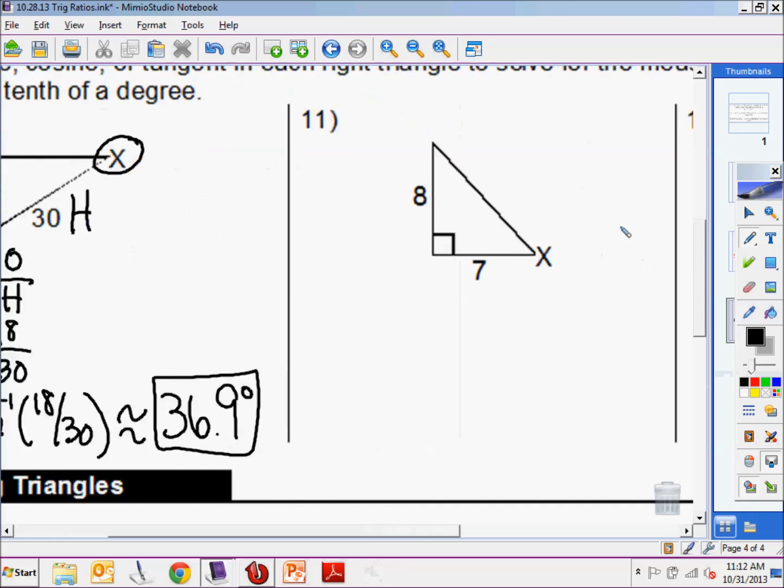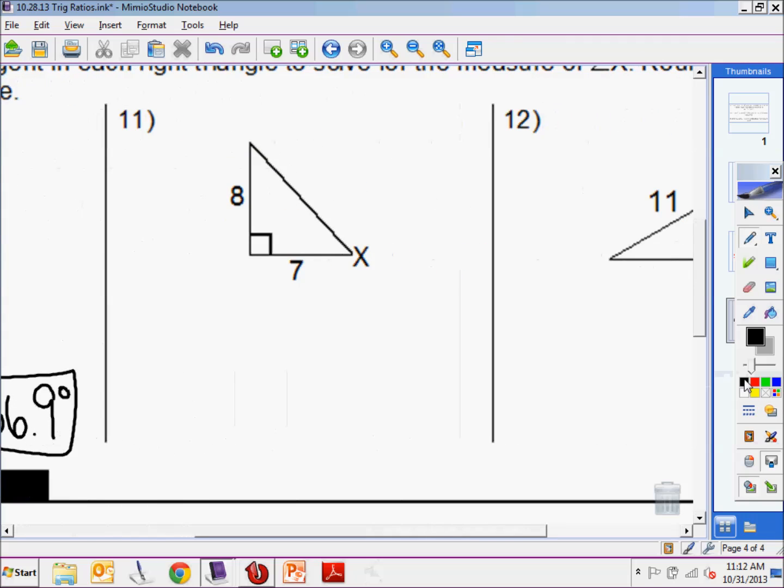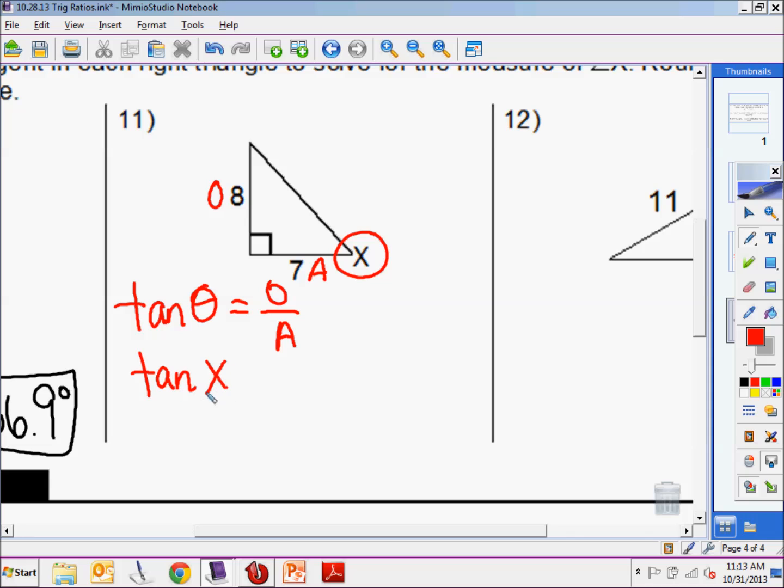All right. So now on this one, our angle is x. From this angle, what information is provided to us? The opposite and adjacent. So tan of theta equals opposite over adjacent. Do we know our theta? No. So tan of x equals what? 8 over 7.